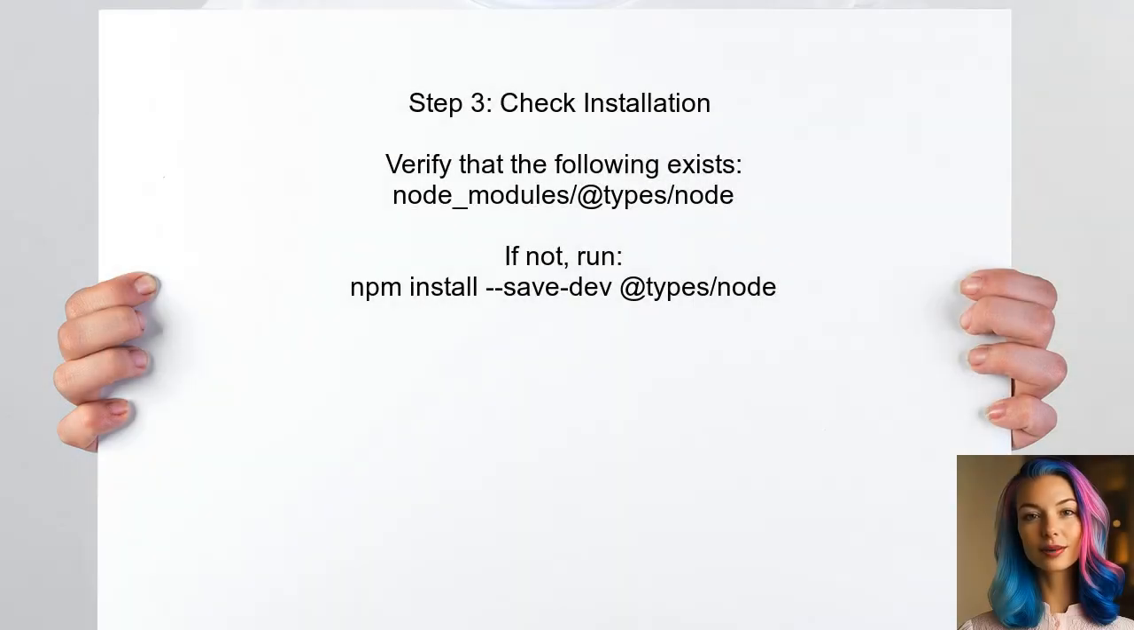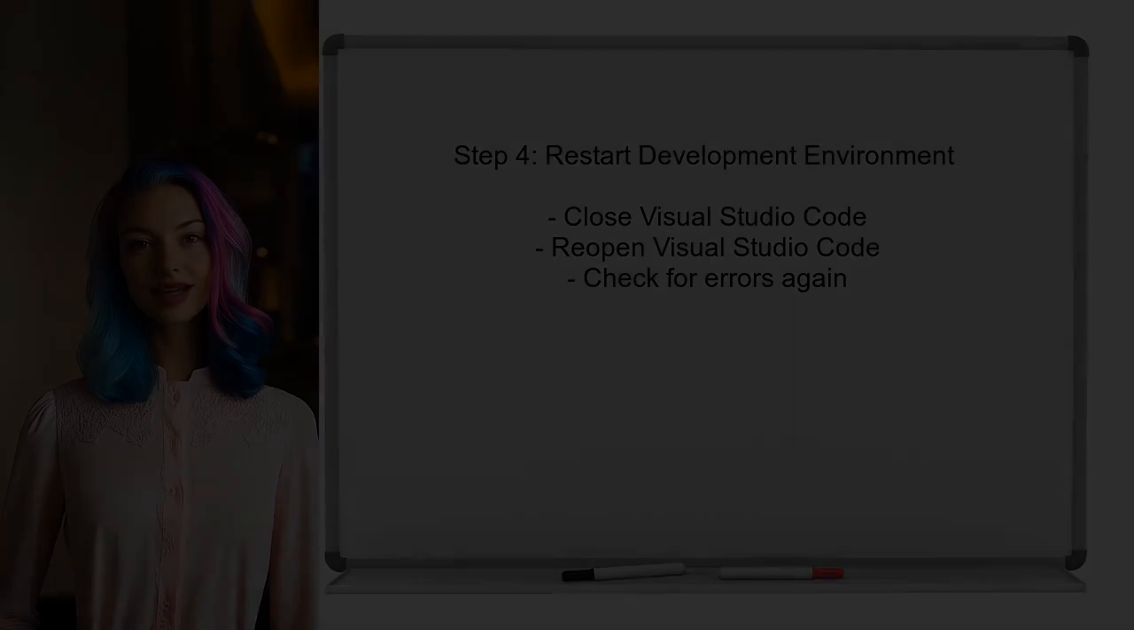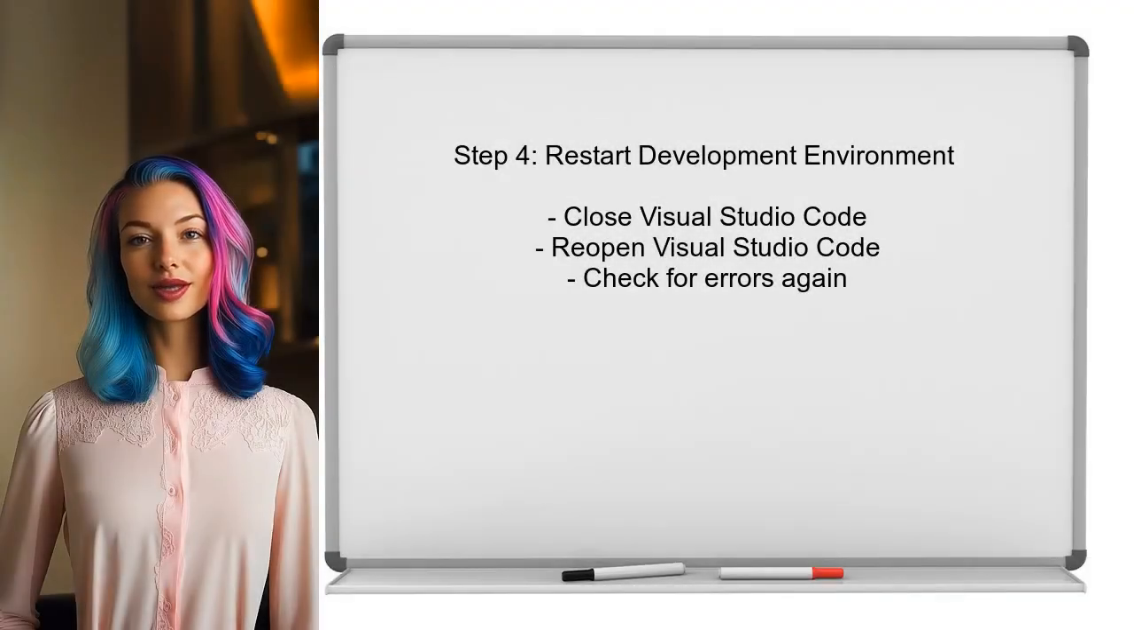Additionally, the user should ensure that the node types are correctly installed. They can do this by checking the node_modules directory for the @types/node folder. Finally, the user should restart their development environment, including Visual Studio Code, to ensure all changes are recognized.